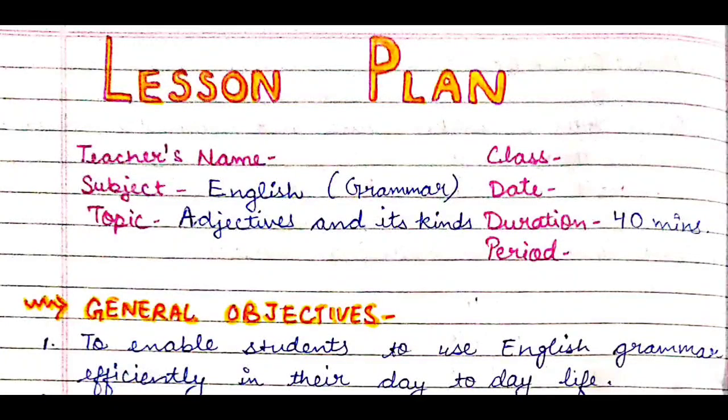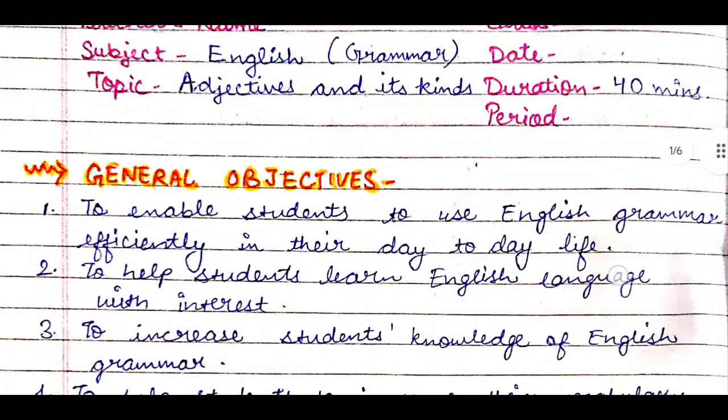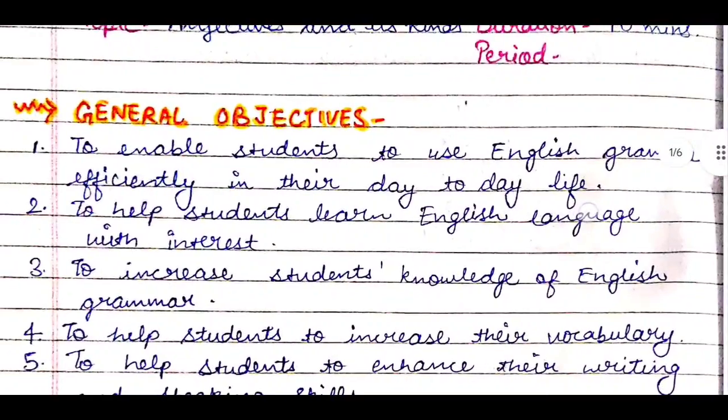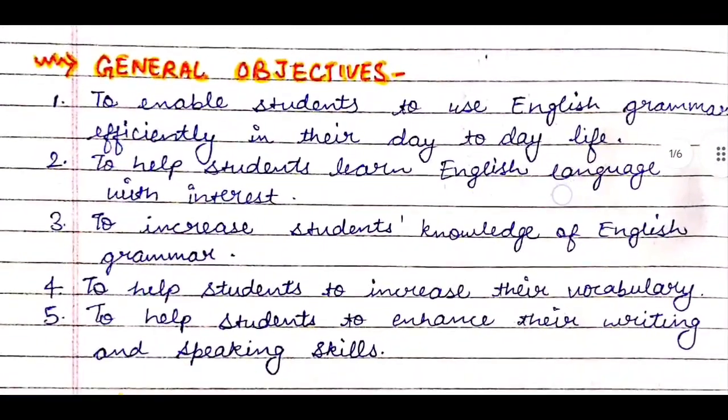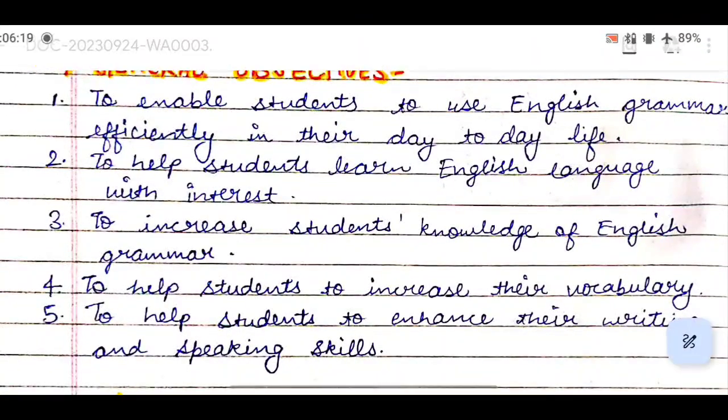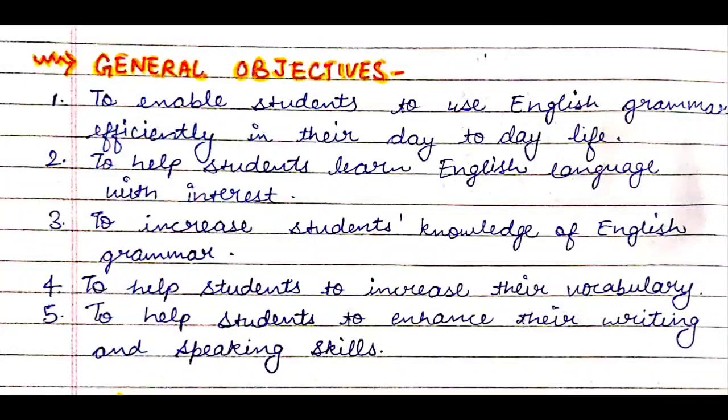So after that you write the date on which you are going to take the lesson. Then comes the duration. So it will take approximately 40 minutes. Then comes period, in which period you are going to teach. So now first thing is general objectives. General objectives is related to the subject that we are teaching.